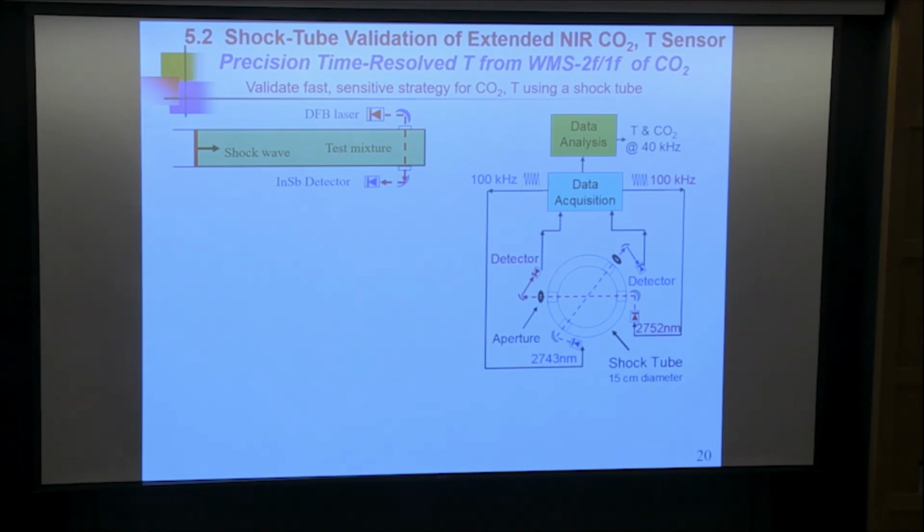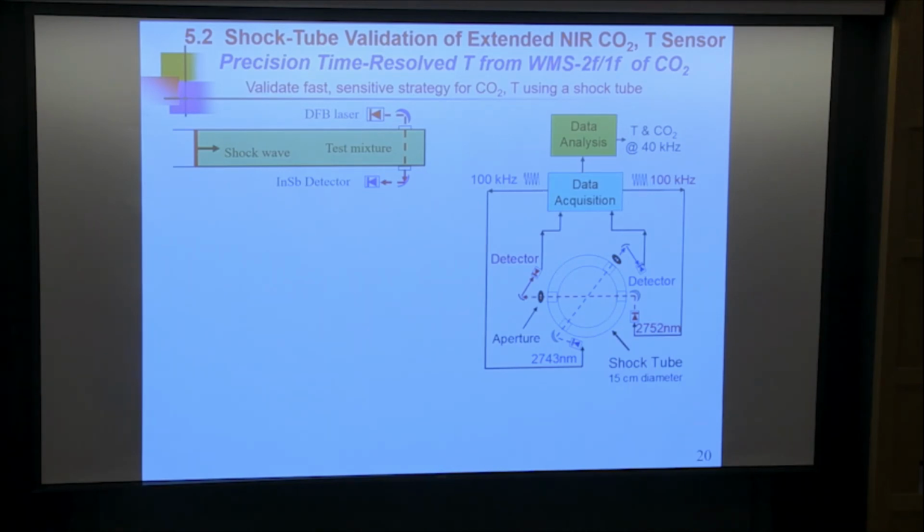So our goal was, I had several students, and I said, let's see how well we can measure temperature. The goal was, can anybody measure temperature to 1% in real time? That's a target. So we do this experiment behind a reflected shock wave up here. The reason we use the shock tube in this case is if we measure the shock speed, we can calculate the reflected shock temperature to 1%. So it's an experiment in which we know the temperature to 1%.